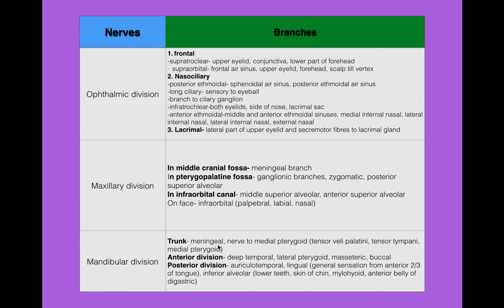And then the mandibular division, so the trunk of the nerve gives off the meningeal and the nerve to the medial pterygoid muscles, and then the anterior division gives off the deep temporal, the lateral pterygoid, the masseteric and the buccal branches. And then the posterior division gives off the auriculotemporal and the lingual branches, as well as the inferior alveolar nerve.